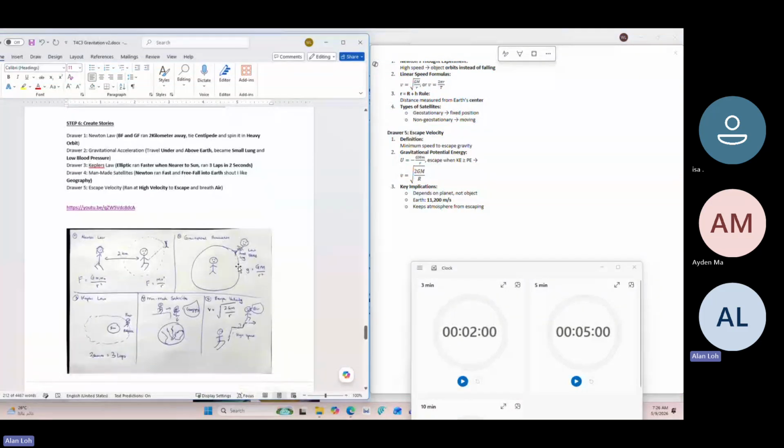Now, step 6, we have already done a bit of step 6 just now. So let's read this quickly. Right. Drawer 1, you have this boyfriend and girlfriend ran 2 kilometers apart and tie centipede and spin in a heavy orbit. Heavy orbit, why heavy orbit? Because I'm trying to reflect the mass.